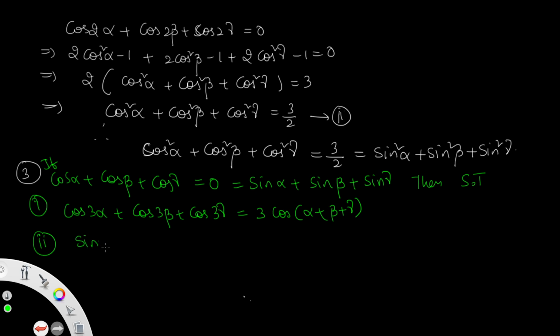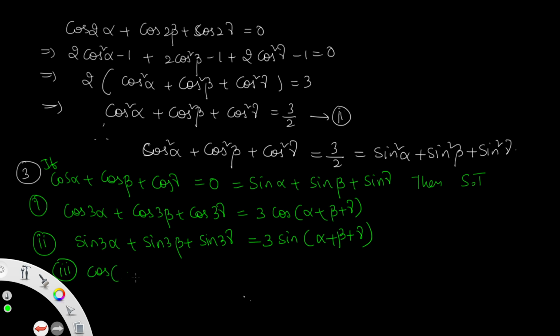Second bit is given: sin 3 alpha plus sin 3 beta plus sin 3 gamma equal to 3 into sin of alpha plus beta plus gamma. And the third one: cos of alpha plus beta plus cos of beta plus gamma plus cos of gamma plus alpha equal to 0.